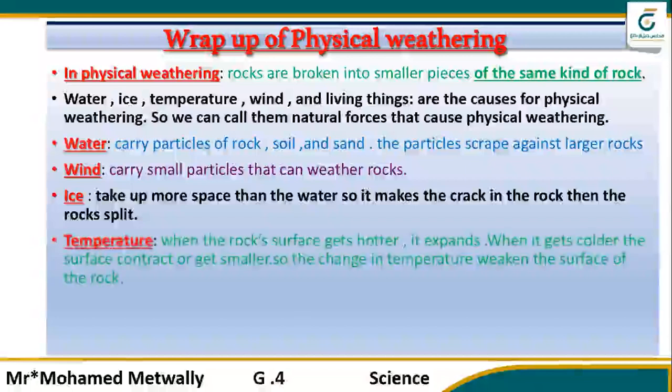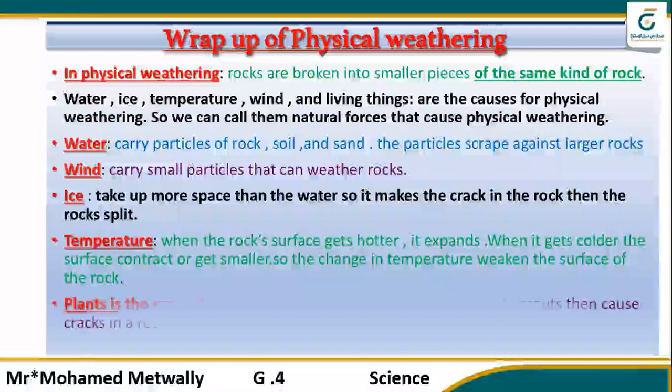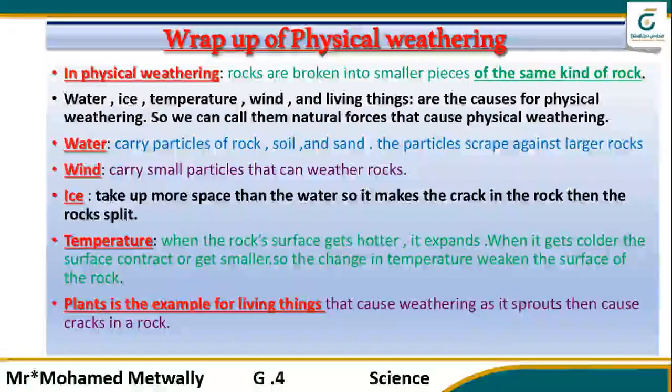Temperature also changes a rock surface by heating. When the surface of a rock gets hotter, it expands, or grows larger. When it gets colder, the surface contracts, or gets smaller. Scientists think that many temperature changes can weaken the surface of the rock.